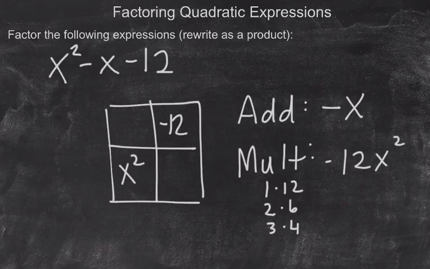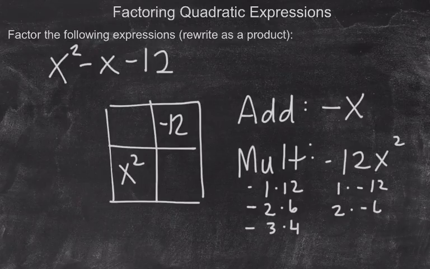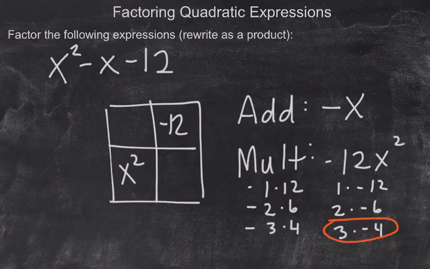Now I know that I'm multiplying to a negative number, so either the first number in the pair could be negative, or the second number. So I could have 1 times negative 12, 2 times negative 6, and 3 times negative 4. And I want to add to negative x, so the pair that I'm going to use is 3 and negative 4. So it doesn't matter which empty spot you put those in.